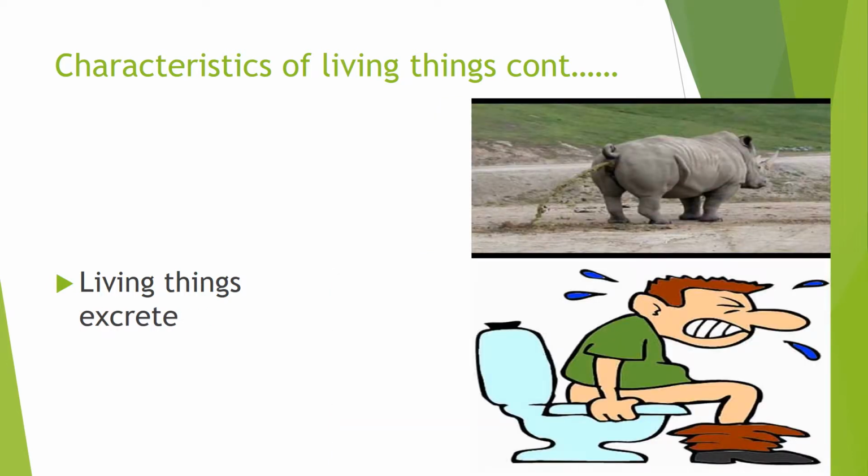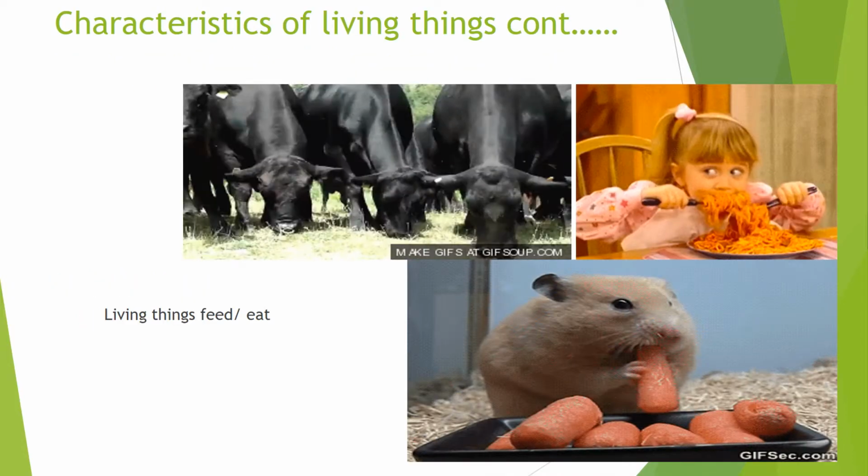Next is that living things excrete; they remove waste products from the body. Sometimes by sweating, sometimes they go to the toilet to help themselves. As you can see, this one doesn't know toilet behavior, so it just excretes as it goes. But we who have the knowledge, we go and help ourselves in the right place.